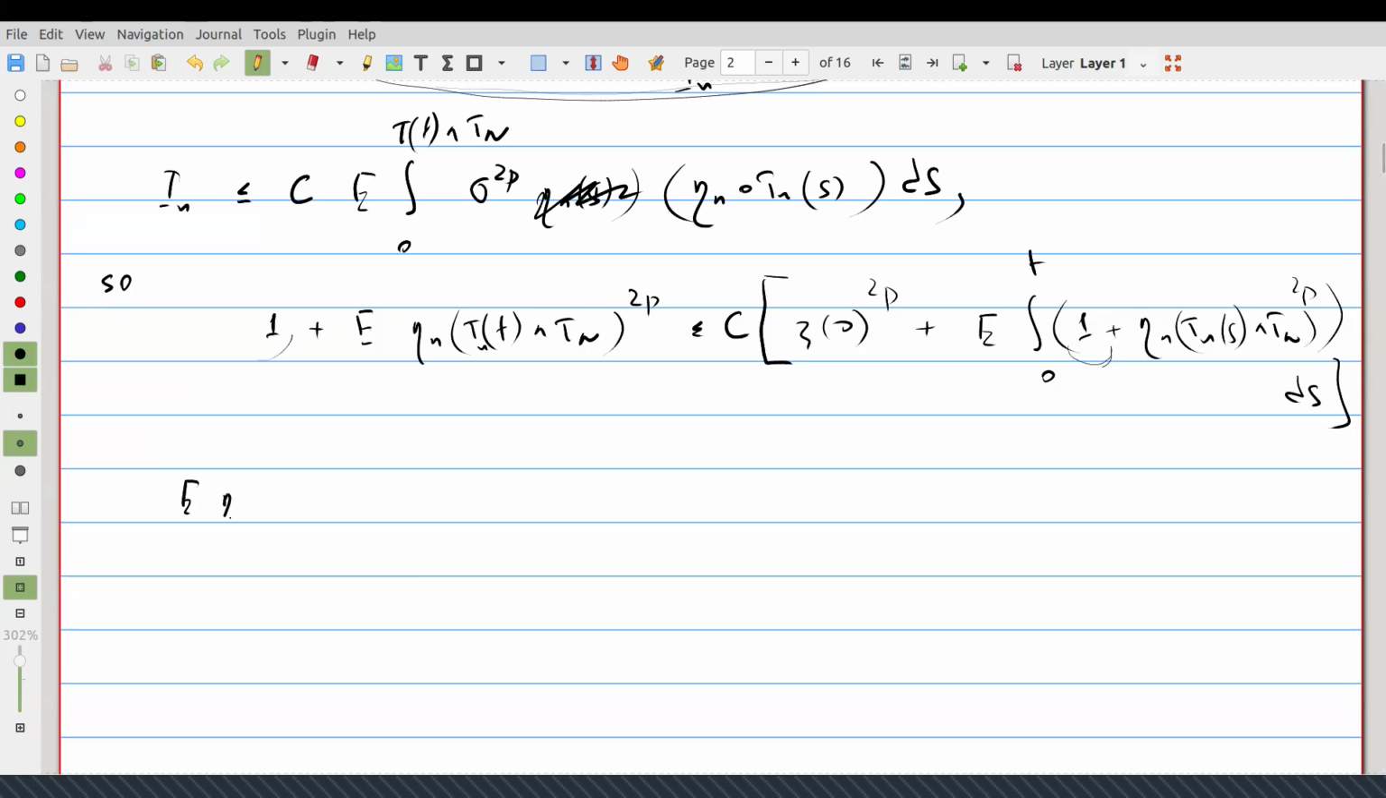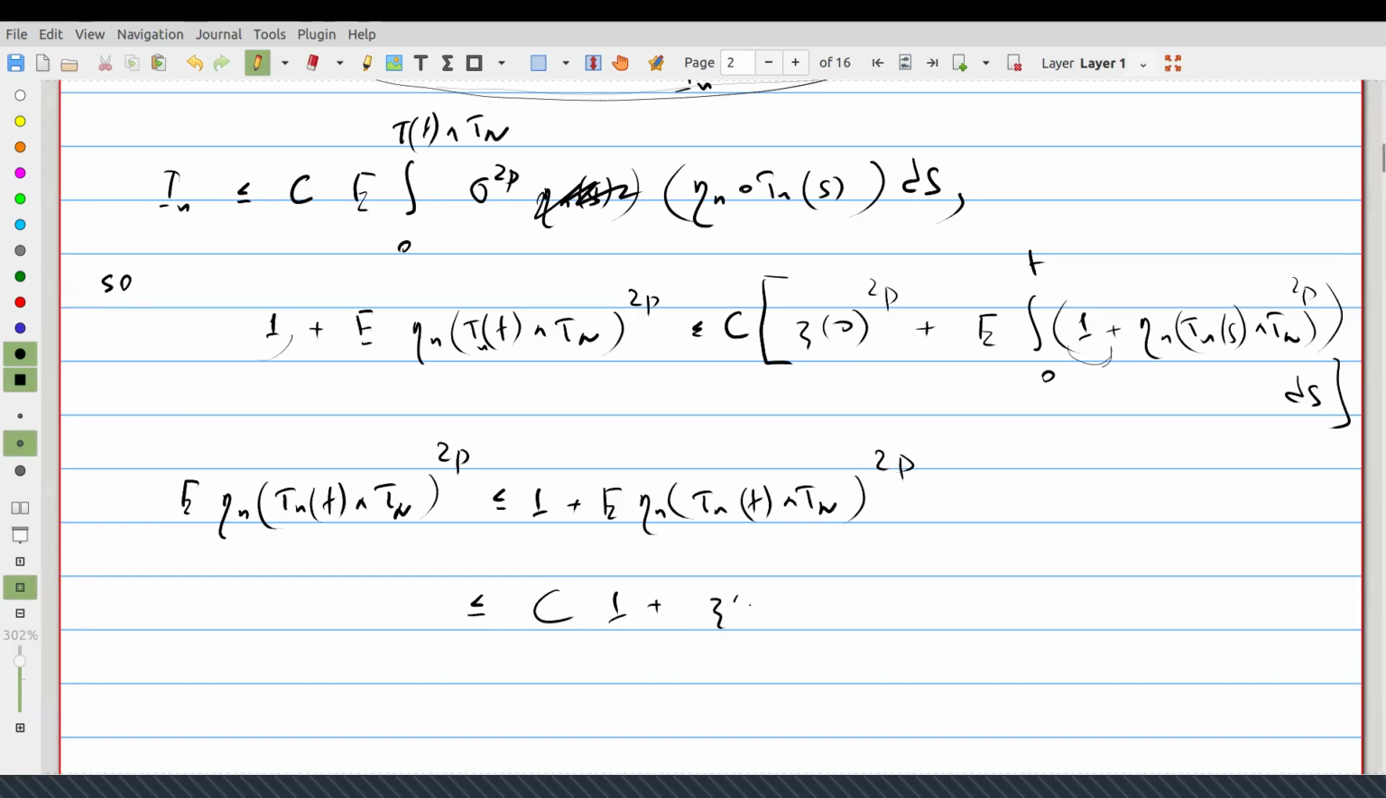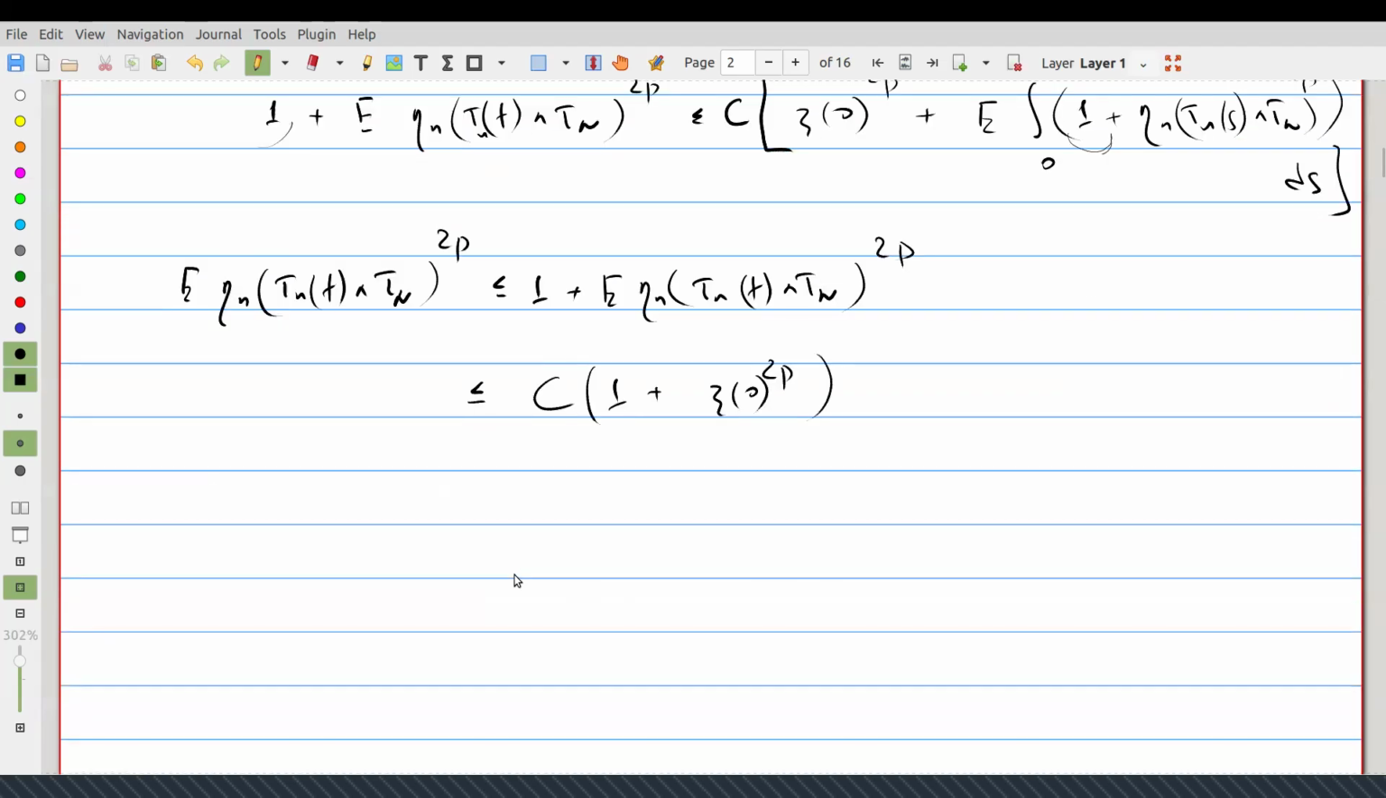And then obviously this is less than 1 plus this, is less than some constant, a new constant. So we did it for this situation.